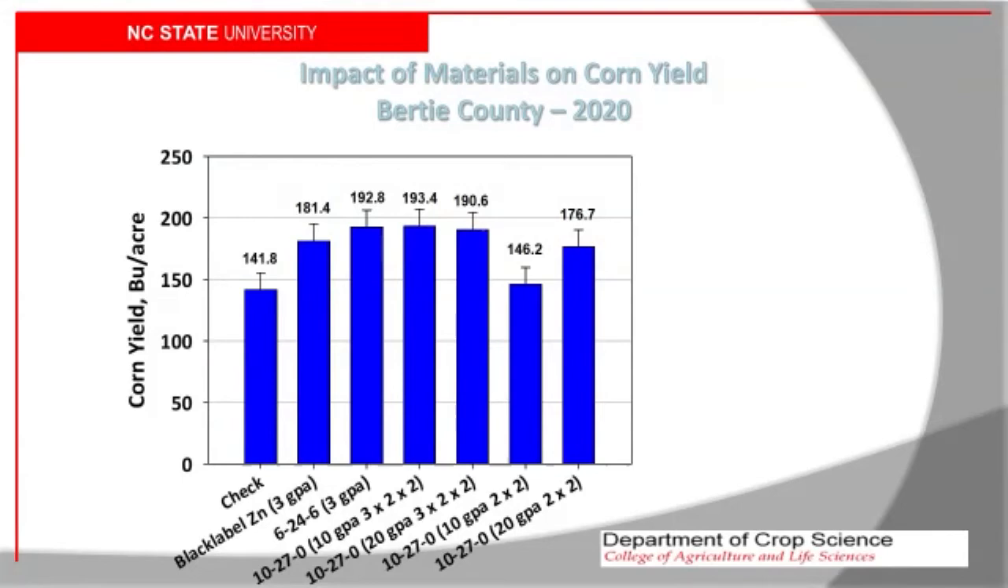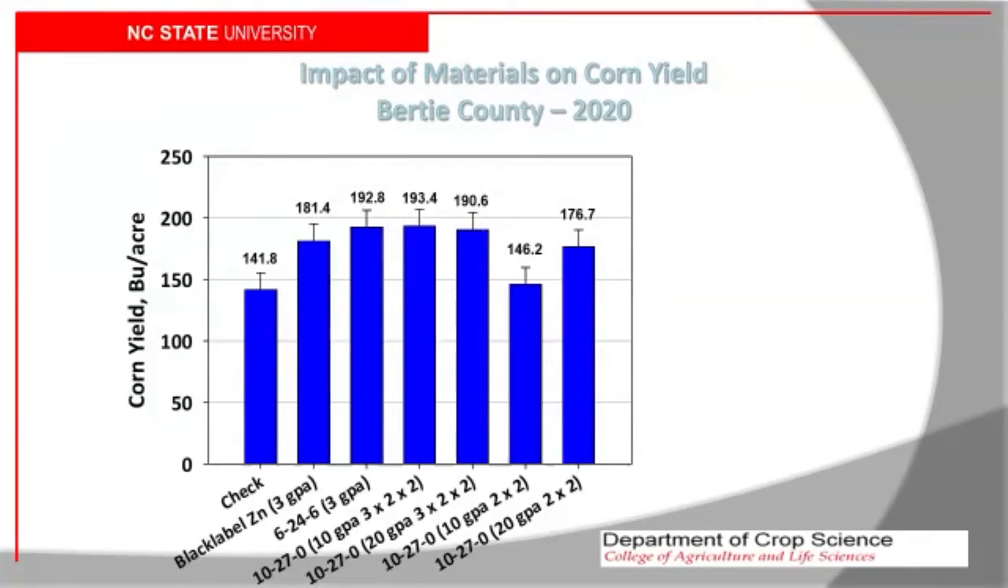More phosphorus, more early phosphorus to the root, the bigger roots. So you think about the 20 gallons of 10-27-0 in a 3x2x2. That was the biggest root system out there. And ideally, that should have been the highest yield, shouldn't it? But it wasn't. It was very similar to the 10 gallons of a 3x2x2, the 624-6, or even the black label zinc, which was that 620 with zinc material. All had the same yield basically. Yeah, I know they're slightly numerically different, but statistically they're the same.